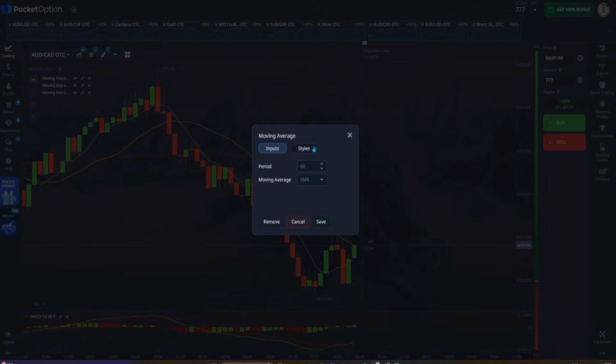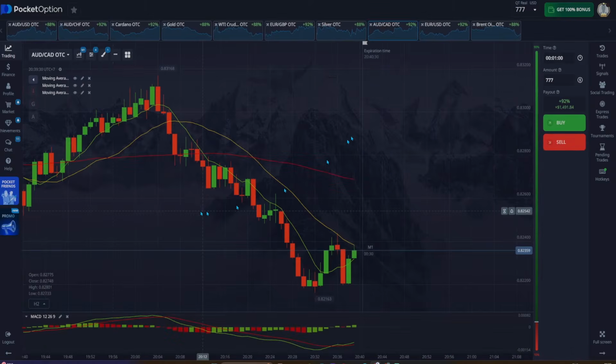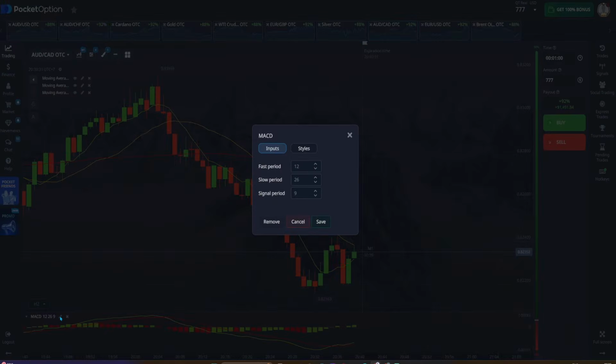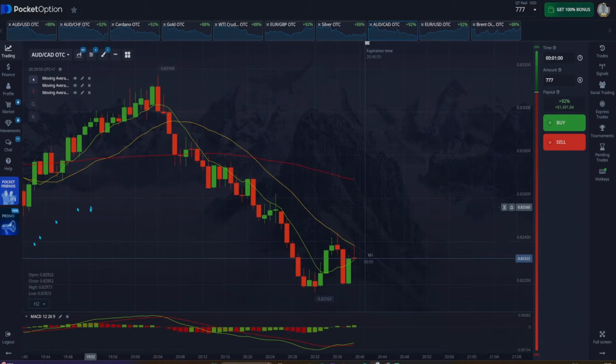60-period moving average in red. This represents the long-term trend and also acts as a dynamic support and resistance zone. MACD with default settings. This functions as your momentum tool and confirmation of the overall trend. By combining these four indicators, you gain a complete view of the market: short-term trend, medium-term flow, long-term structure, and momentum confirmation. When all of these align, it gives you much higher accuracy in your trades and more confidence in every decision you make.